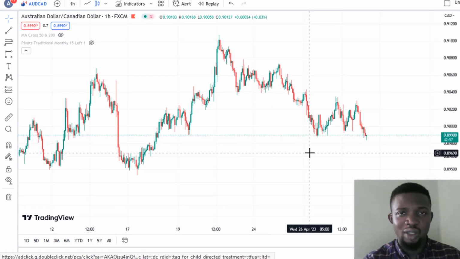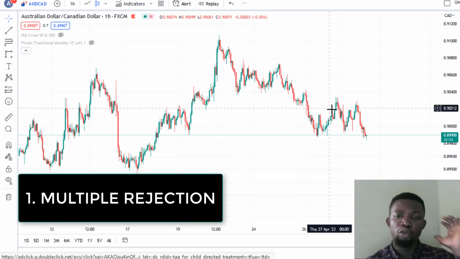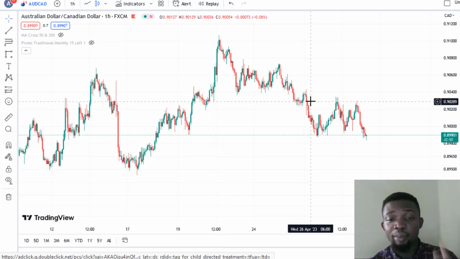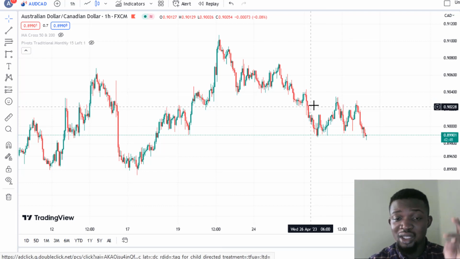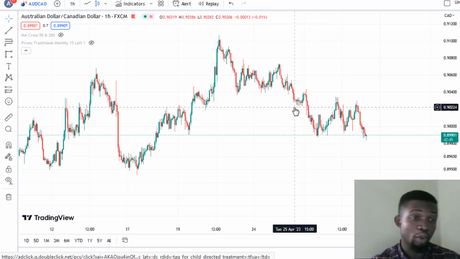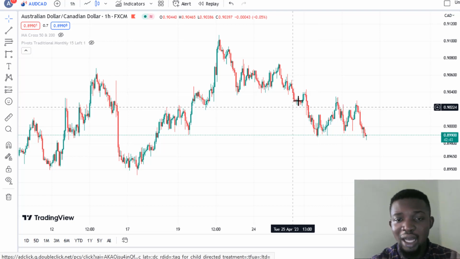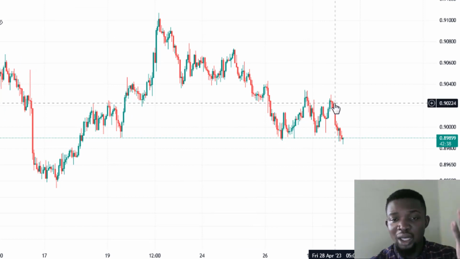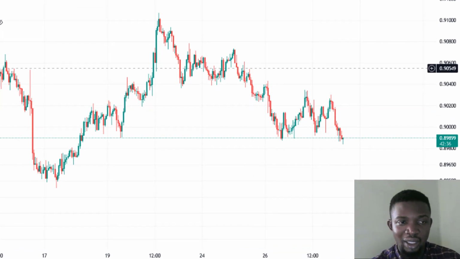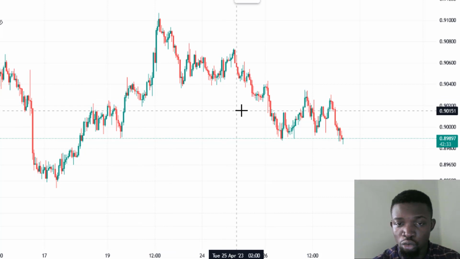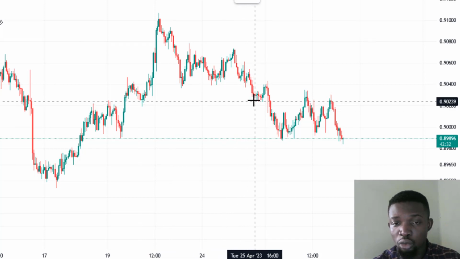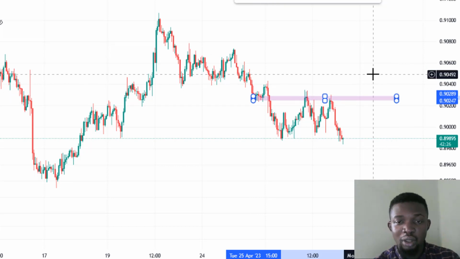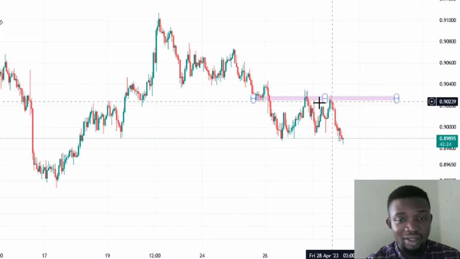Now, my number 1 rule is multiple rejections. You must make sure before you have your level, either support or resistance, there must be multiple rejections at this particular level. You want to place your support, you want to place your resistance. Now, I have the first rejection here, another rejection here, and another rejection here, and that shows there's a level for me here, and I'm going to be using my rectangle tool to have my level drawn out. Good. So I have my resistance here.